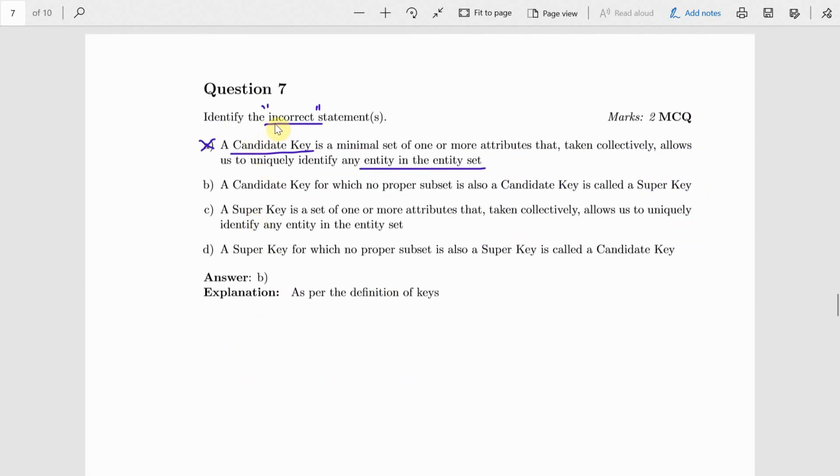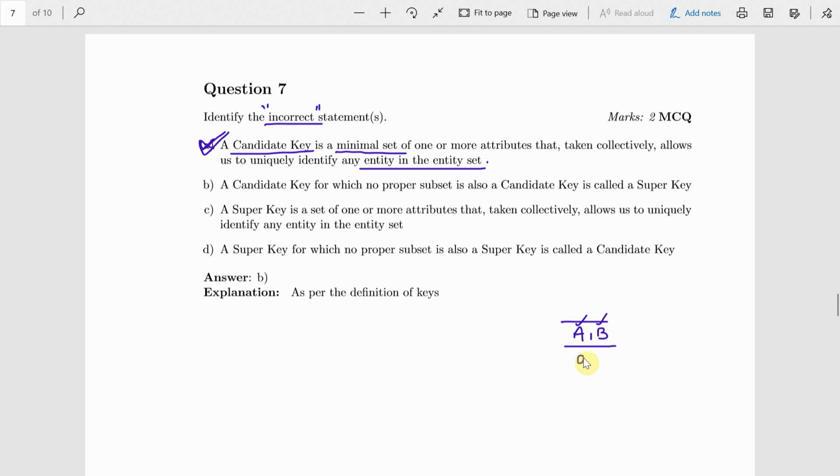The question is to identify the incorrect statements. Now coming to option A. A candidate key is a minimal set of attributes. Yes, it is a minimal set of one or more attributes that, taken collectively, allows us to uniquely identify any entity in the entity set. Now what is a minimal set of attributes? Suppose the set of attributes A, B is a candidate key. It means no A alone, no B alone is a key.